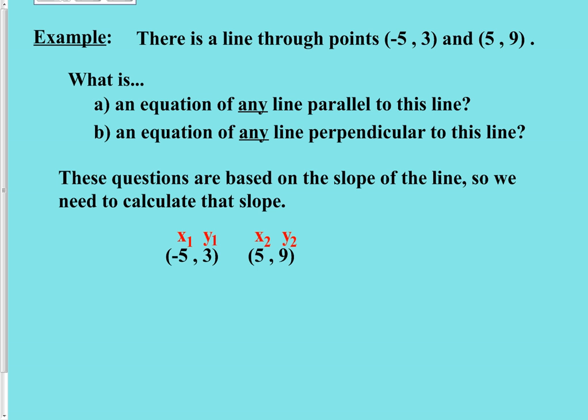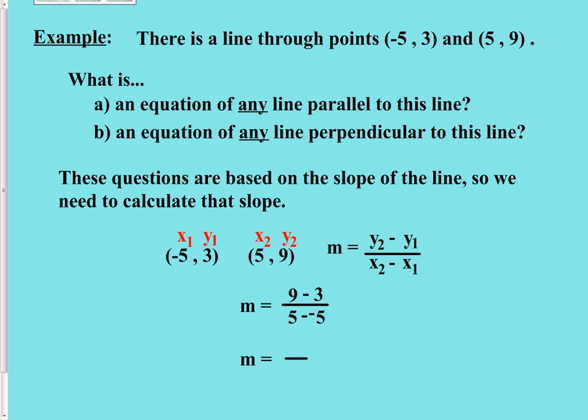We're always going to write down a formula if a formula is applicable, and in this case we do have a formula for slope. Slope is y2 minus y1 over x2 minus x1. Now we're going to install the values into the slope formula. y2 is 9, y1 is 3, x2 is 5, and x1 is negative 5.